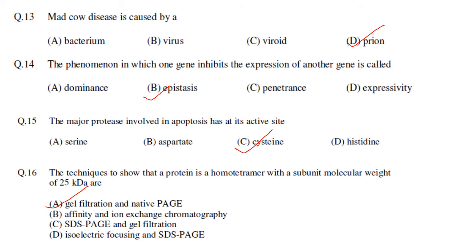The major protease involved in apoptosis has at its active site the cysteine protease. So answer is option C, cysteine. The technique to show that a protein is a homotetramer can be shown by native PAGE as well as by gel filtration with a subunit molecular weight of 25 kDa. So answer is option A, gel filtration and native PAGE. If you use SDS PAGE, then homotetramer will break down into monomers.